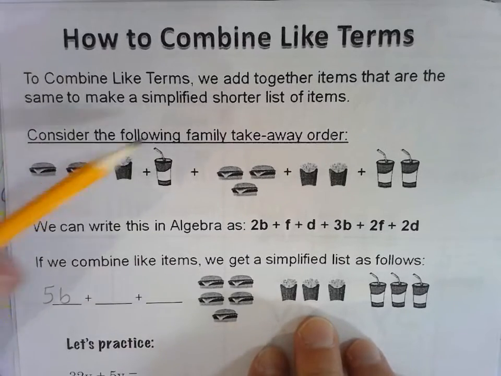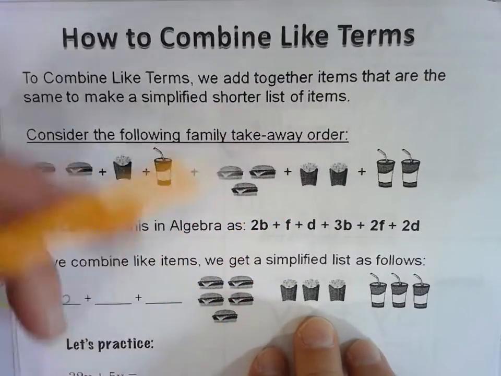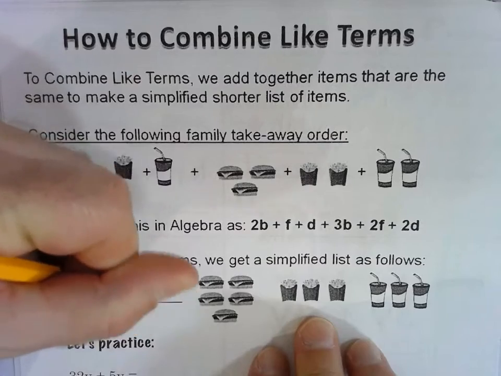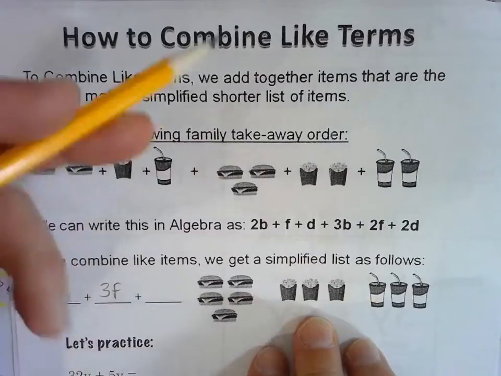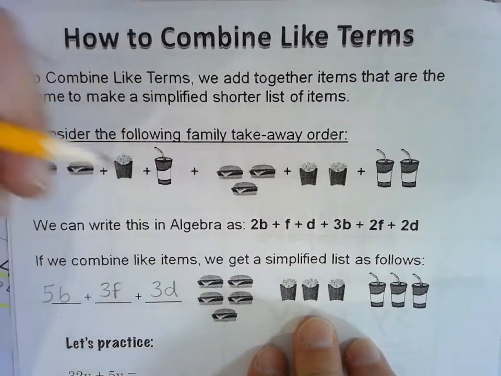We have 1 fry plus 2 fries is equal to 3 fries, so we're going to put 3F. And we have 1 drink plus 2 drinks is 3 drinks, so we're going to put 3D.